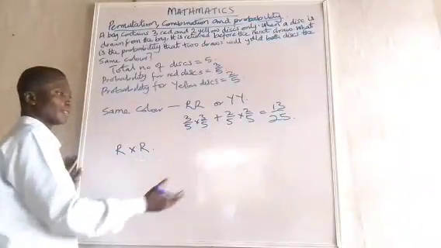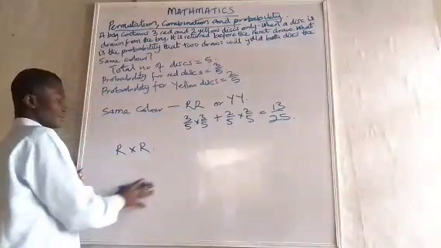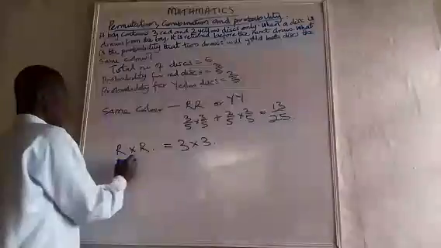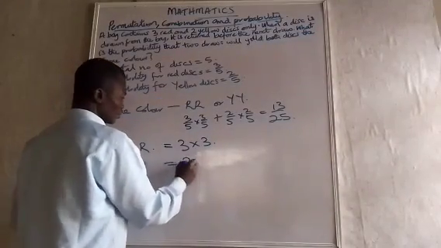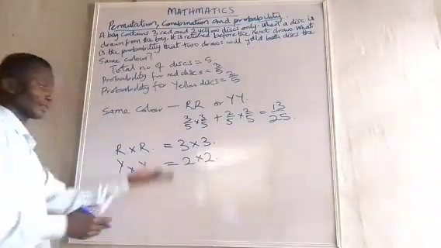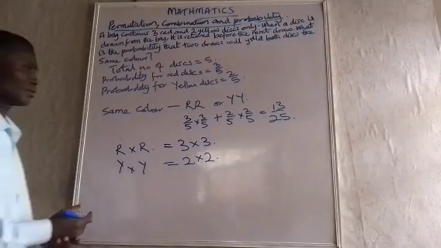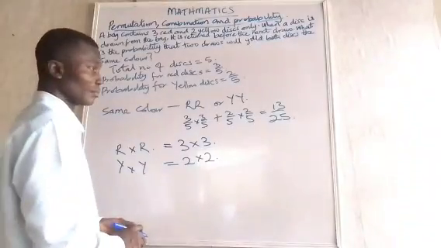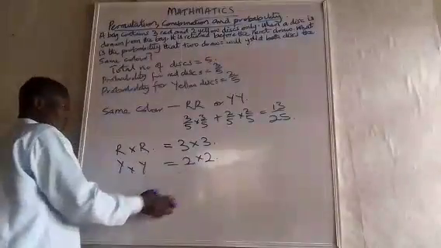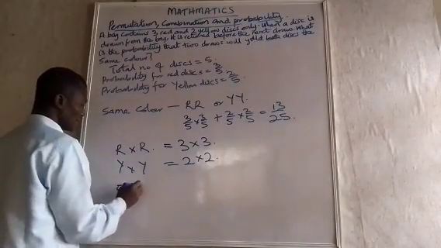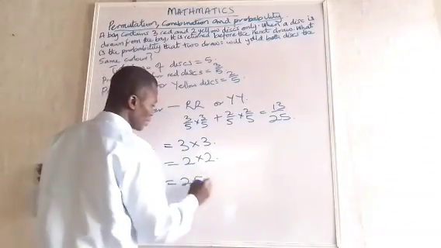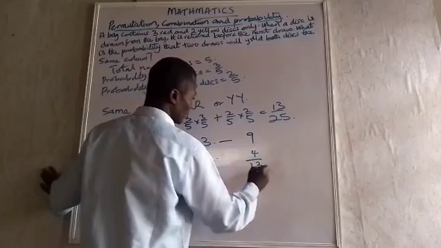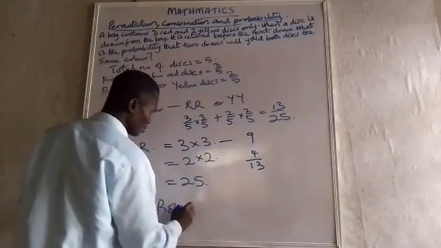Using this fundamental listing method, that's going to give you 3 times 3. Again, you can have yellow, which is 2 times 2. That is the arrangement. So the total possible outcome, you understand, is going to be 5 times 5, which is 25. So you just have to get this one as 9, this one as 4, and that is 13.